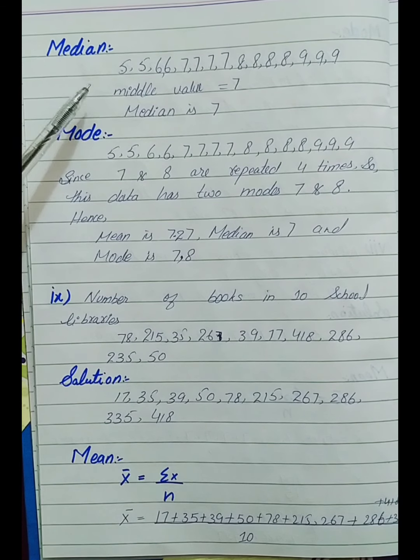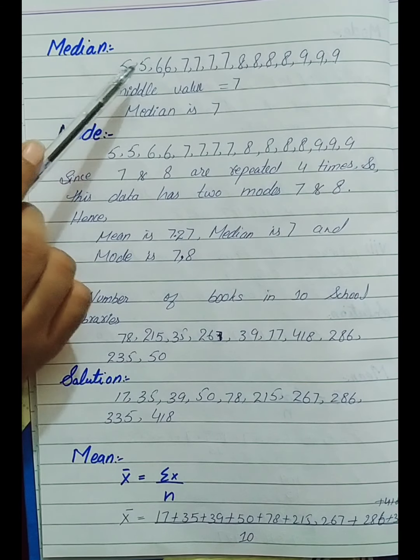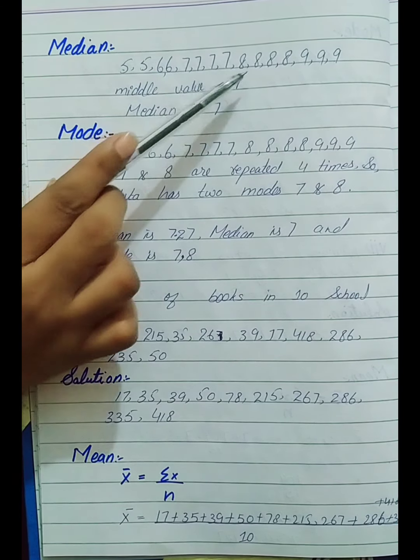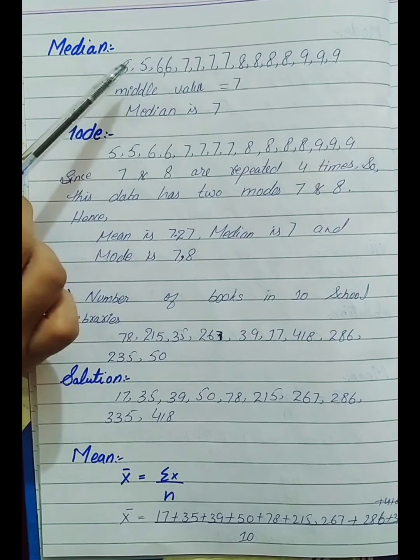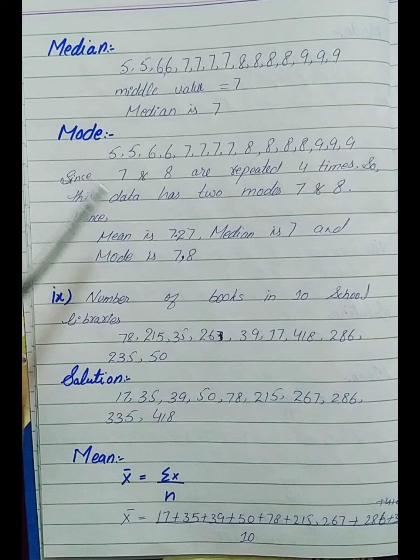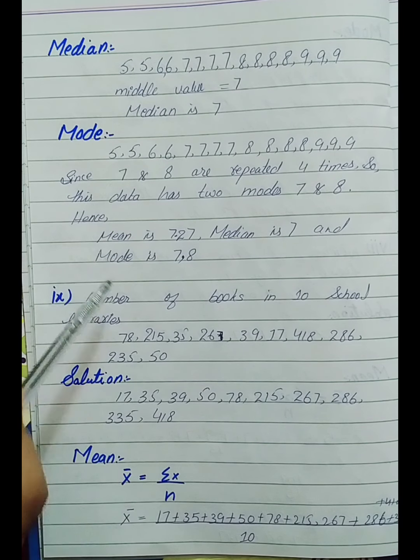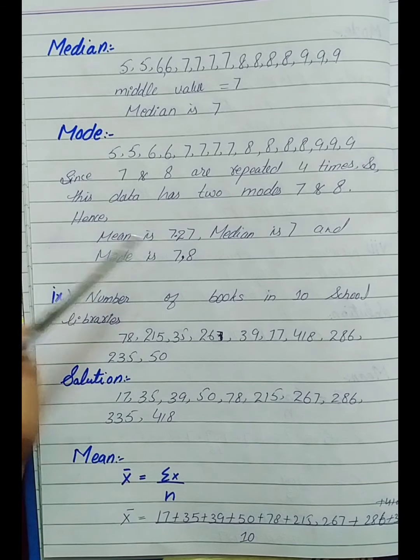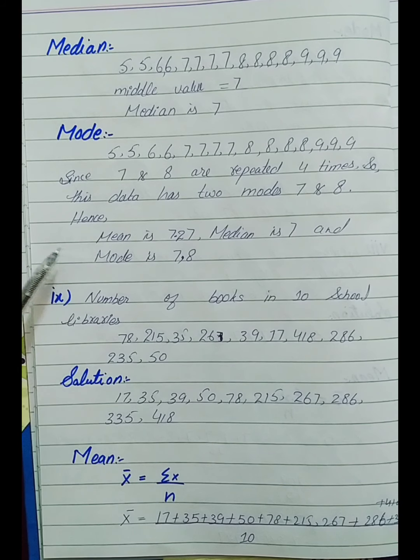For median, we also arrange the values and then count 1, 2, 3, 4, 5, 6, 7, 8, 9, 10, 11, 12, 13, 14, 15. So we have an odd number. So the middle value is 7. So median is 7. Mode is the most repeated value. The most repeated values are 7 and 8 in this question. So the mode is 7 and 8. So mean is 7.27, median is 7 and mode is 7 and 8.